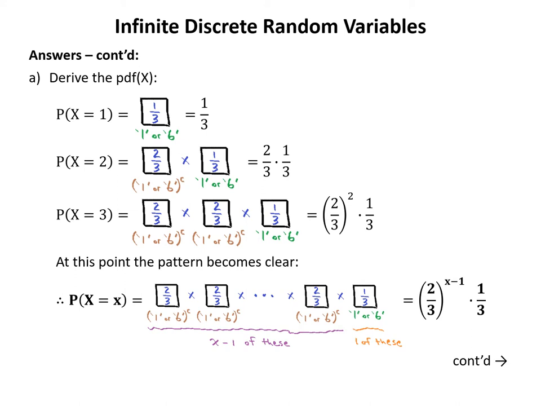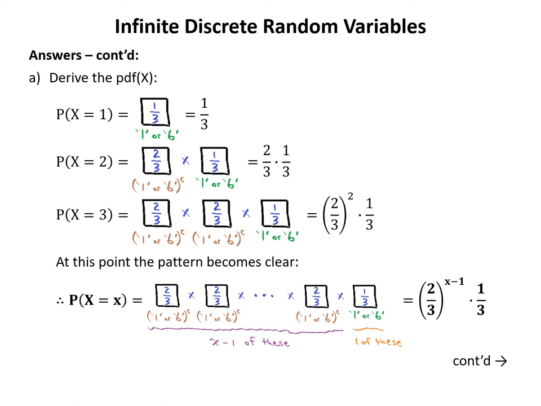And let's just look at one more of these. If x equals 3, now we'll have three boxes. And again, it'll end with a 1 or 6, which means a probability of 1/3. And everything before will not be a 1 or a 6, which will be a probability of 2/3. So in this case, we end up with 2/3 squared times 1/3. So hopefully at this point, the pattern becomes clear to you.